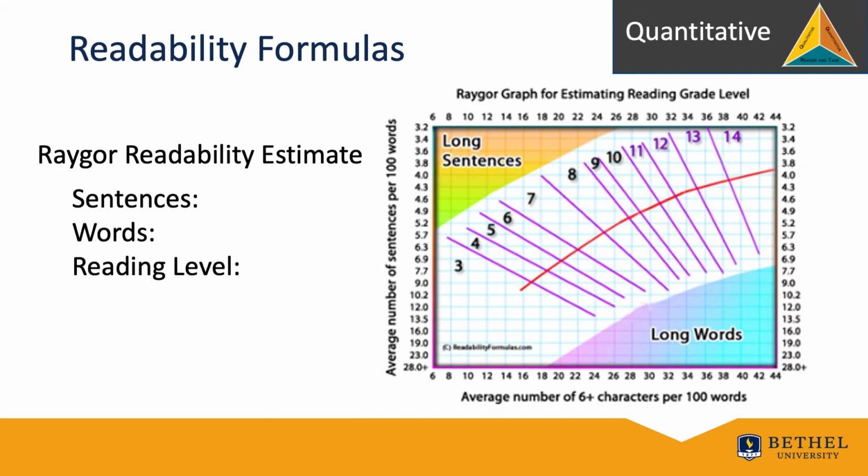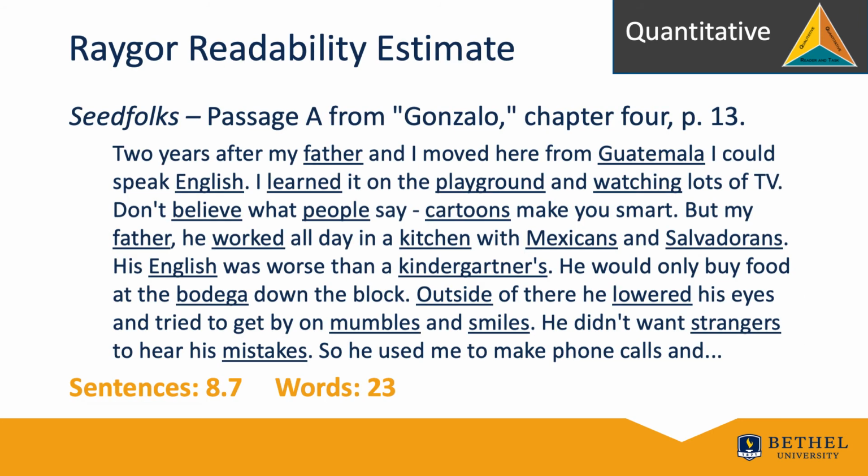Here's an example of the Raygor readability estimate graph. As you can see, your axes include average word length and average sentence length. Plot the point for the intersection of both to determine the approximate grade level. Now you see a sample of a passage from Seed Folks, one of 3 that are included here.